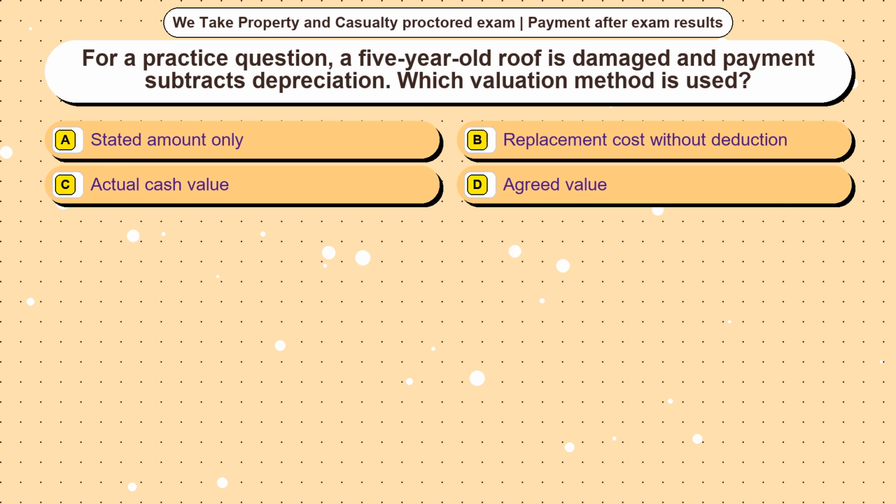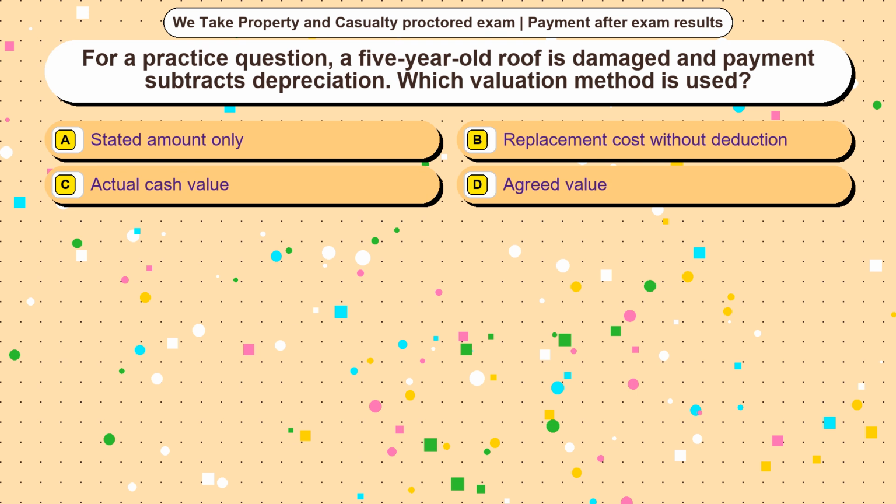Question 11. For a practice question, a 5-year-old roof is damaged and payment subtracts depreciation. Which valuation method is used? Option A, stated amount only. Option B, replacement cost without deduction. Option C, the actual cash value. Option D, the agreed value. The correct answer is option.